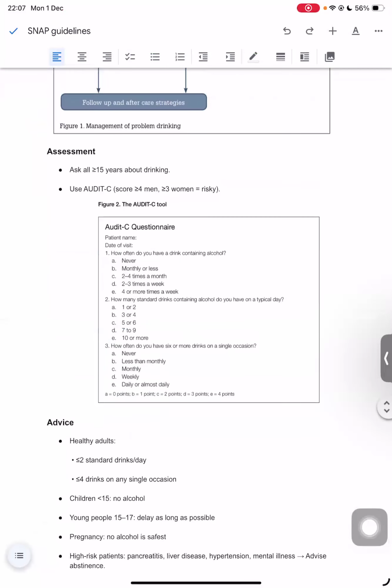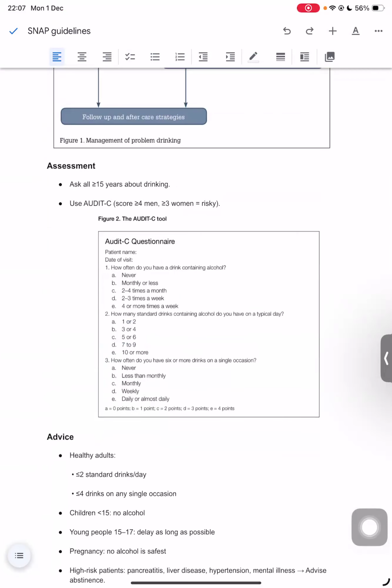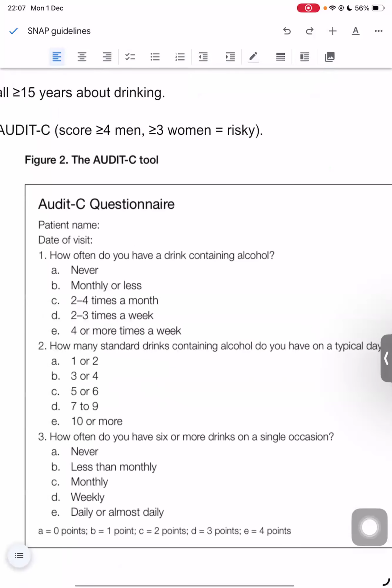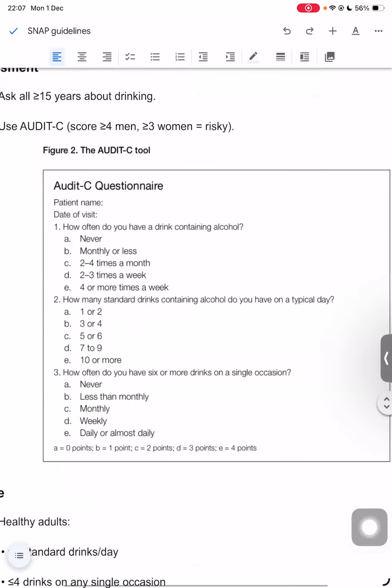So ask all those 15 years or older about drinking. Use the Audit C score. The Audit C score is a questionnaire. We don't have to remember the questions, just remember there's a tool. We are asking how often do you drink containing alcohol, how many standard drinks containing alcohol, and how often you have 6 or more drinks on a single occasion.